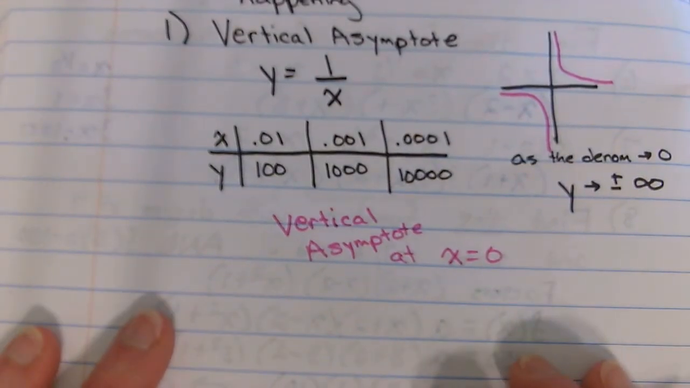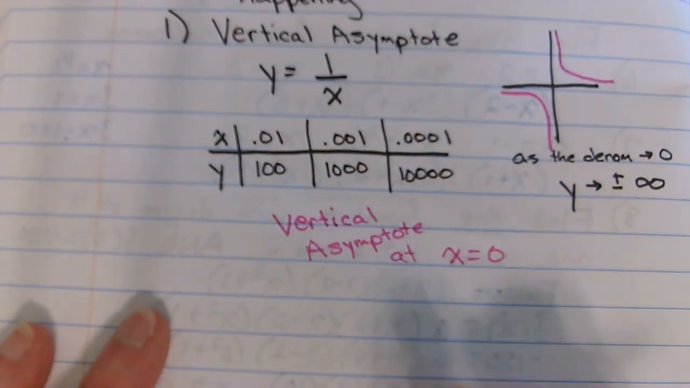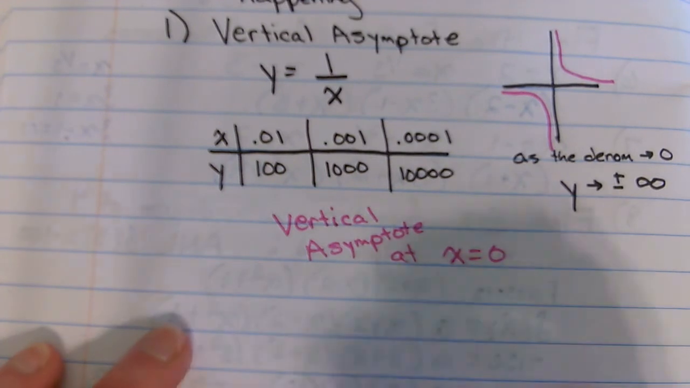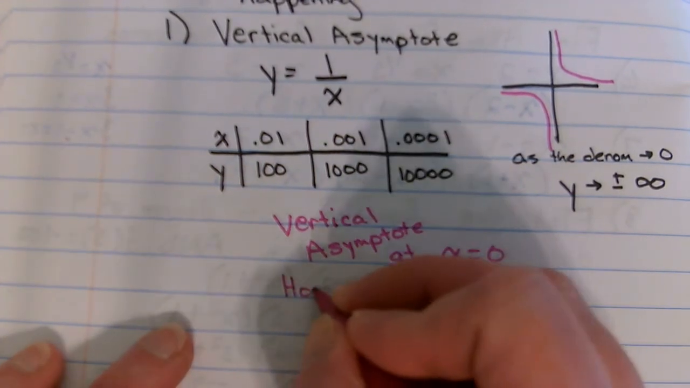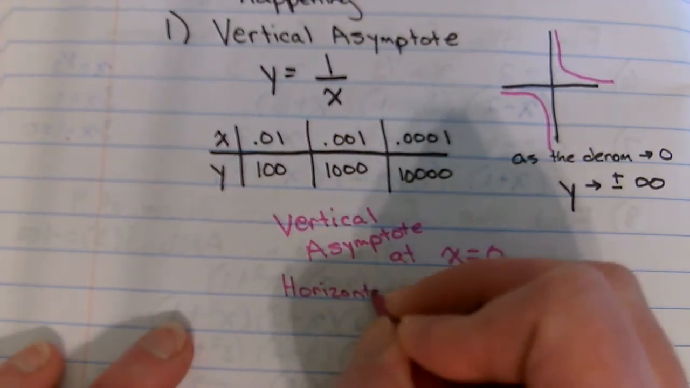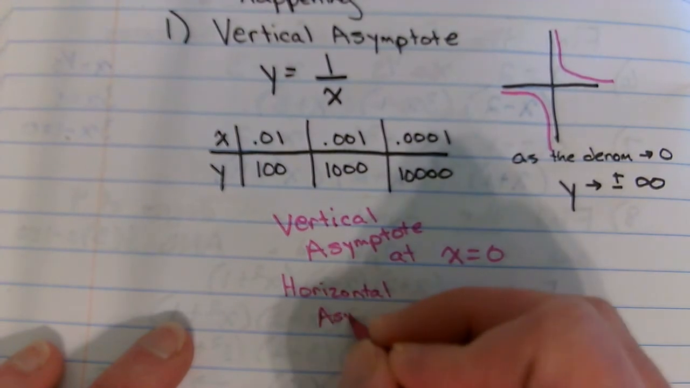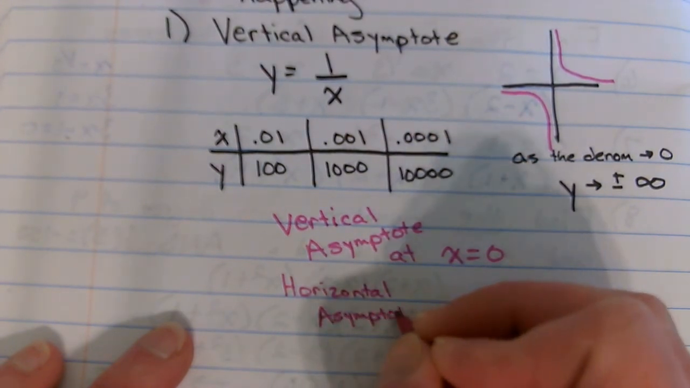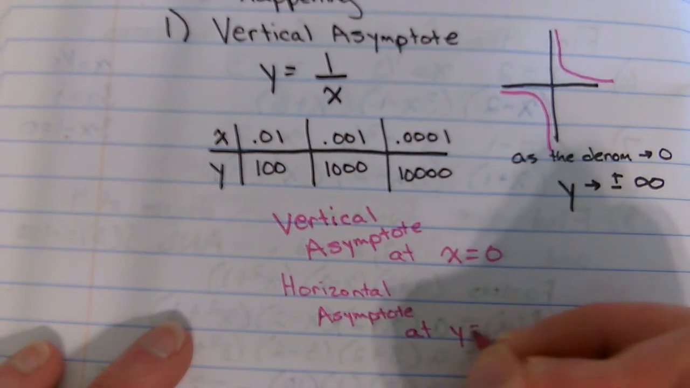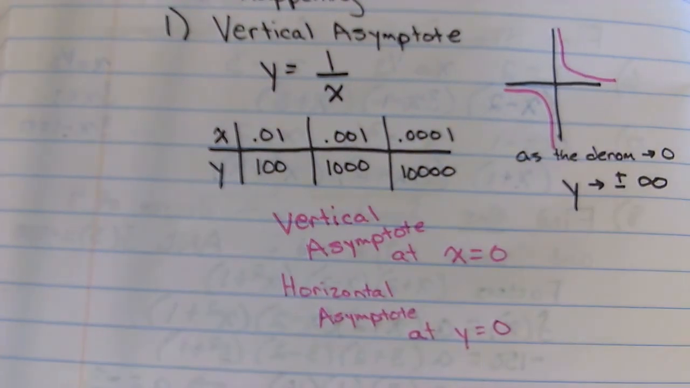Now I want you to notice something else. There's also a horizontal asymptote, isn't there? We'll get into that a little bit more in just a little bit.